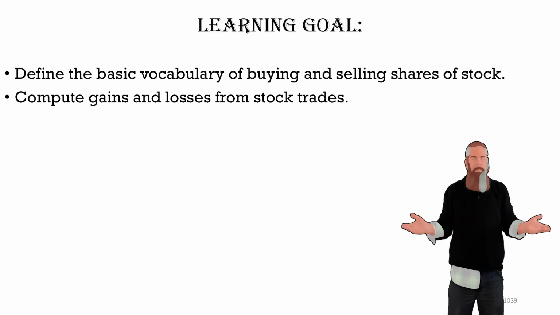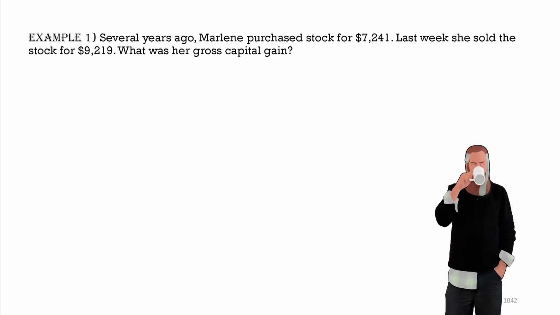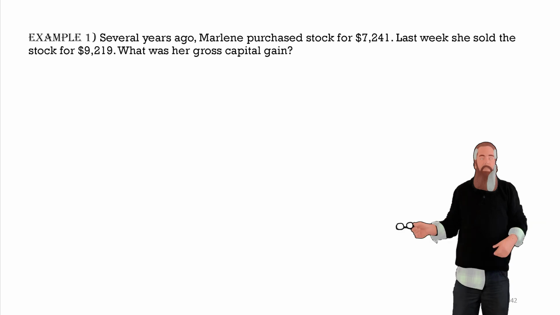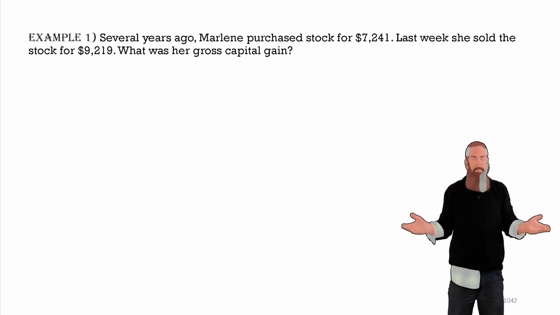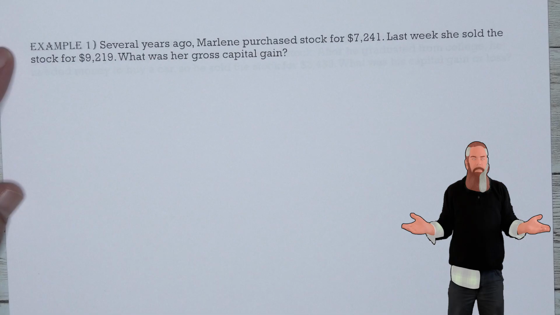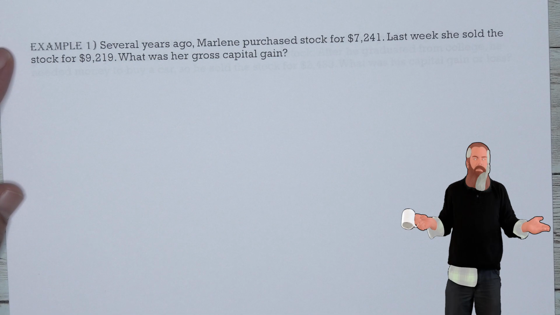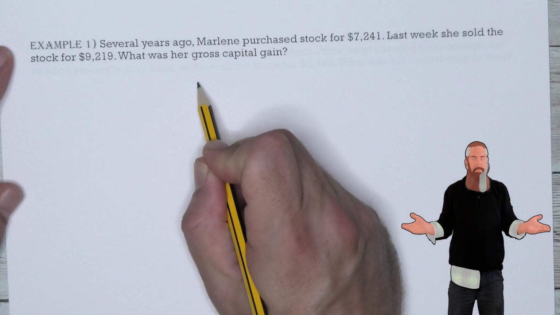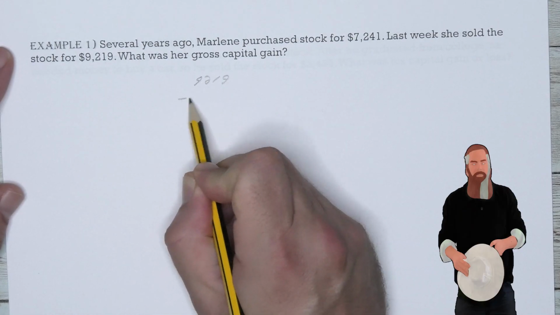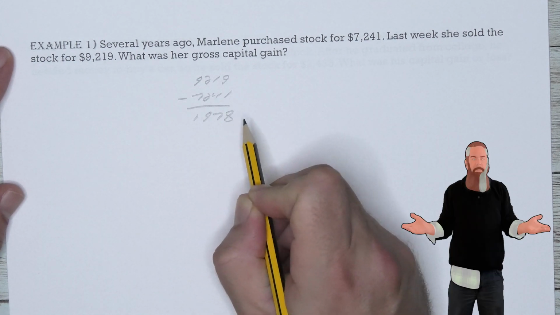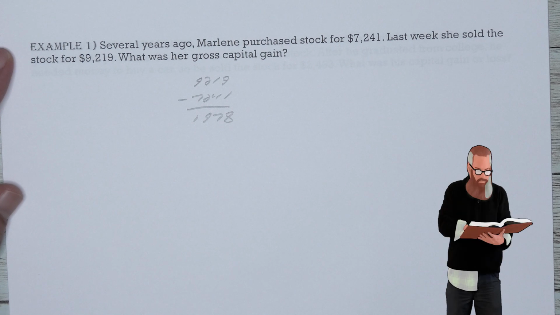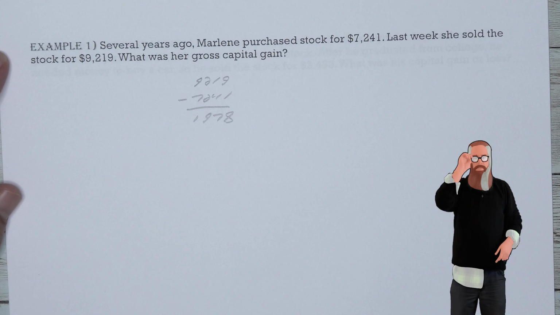Now, let's compute capital gains and losses for stock trades. Several years ago, Marlene purchased stock for $7,241. Last week, she sold the stock for $9,219. What was her gross capital gain? So we're going to subtract the purchase price from the selling price to find her capital gains. This means $92.19 minus $72.41 for a $1,978 capital gain. She must report this as income on her income taxes for the year in which she sold the stock.